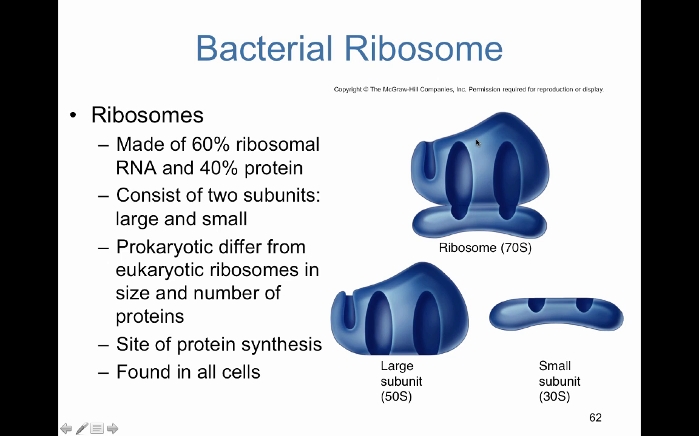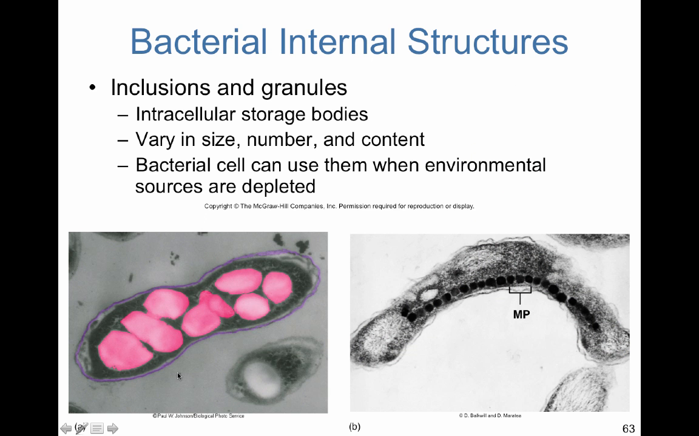And each ribosome is made up of not only protein, but also RNA. So it's 60% ribosomal RNA and 40% protein. And they are found in all cells.